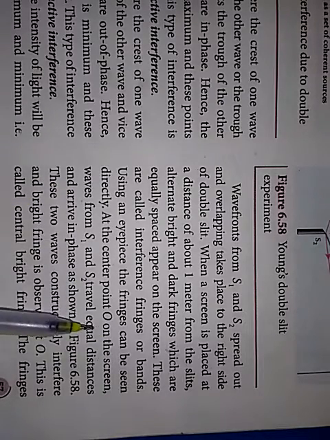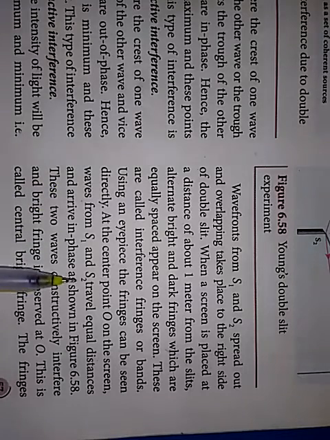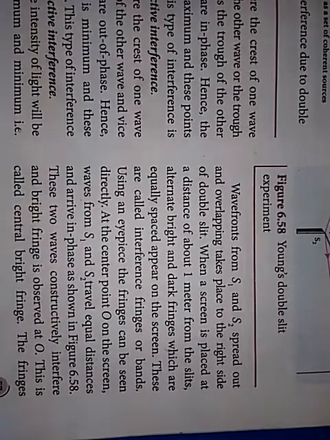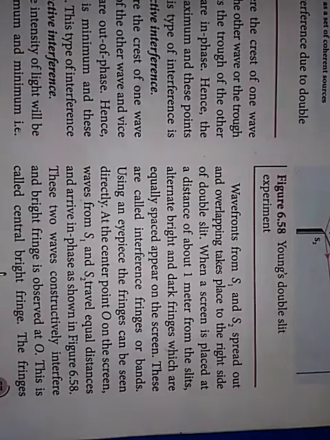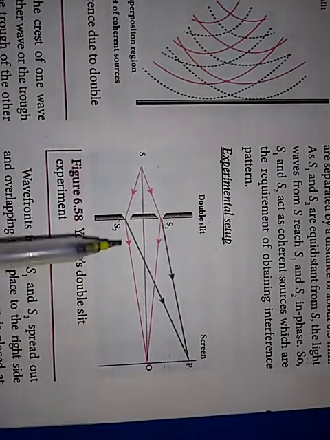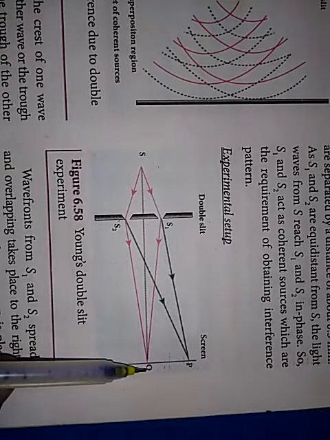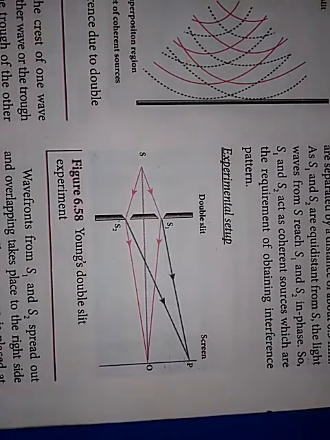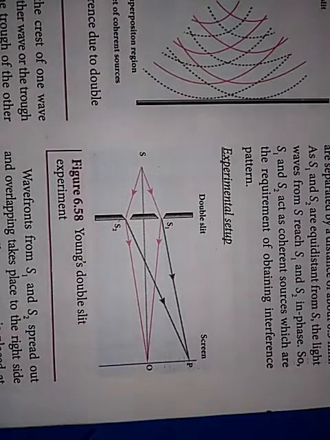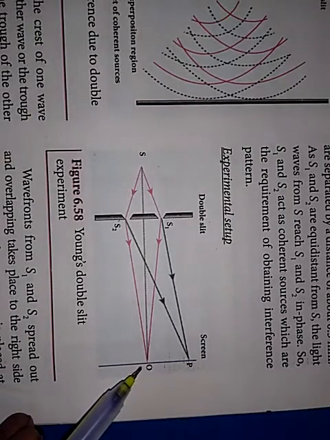At the center point O on the screen, waves from S1 and S2 travel equal distances and arrive in phase as shown in figure 658. These two waves constructively interfere and a bright fringe is observed at O. This is called the central bright fringe. That is, the waves from slit 1 and slit 2 arrive at this point and produce a bright fringe. And this point is called the central bright fringe.